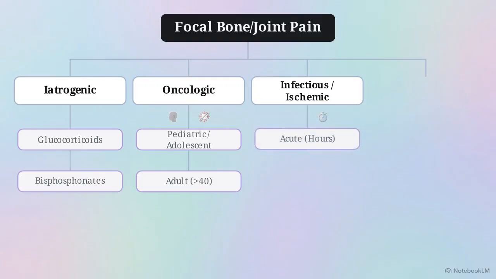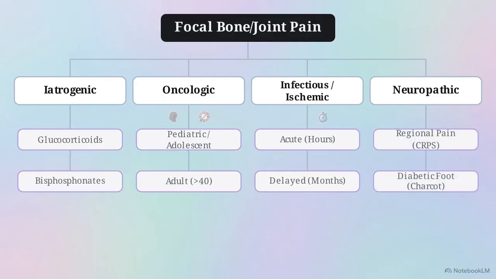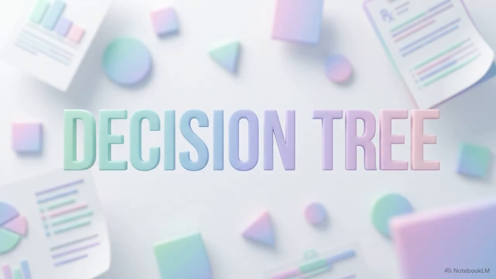The third pathway identifies infectious and ischemic complications. The differentiator here is the chronology. We separate immediate surgical emergencies, like acute compartment syndrome, from prosthetic joint failures that evolve over several months. The final branch captures neuropathic and autonomic dysfunctions. This pathway identifies regional pain syndromes following trauma and diabetic foot deformities, where the sensory system itself is the driver of joint destruction. By filtering symptoms through these parameters of timeline, age, and location, the differential diagnosis is no longer a matter of subjective interpretation, but one of algorithmic logic.